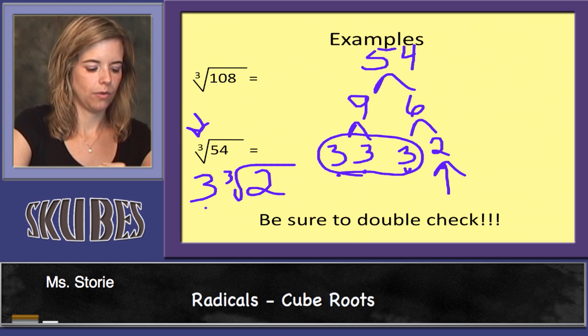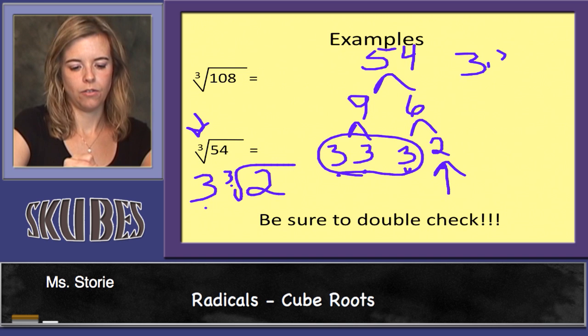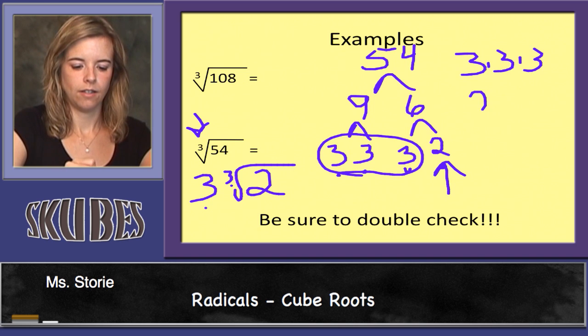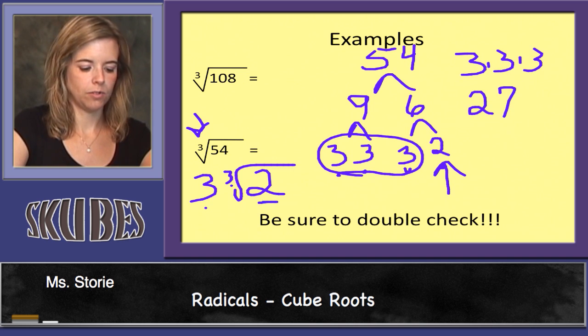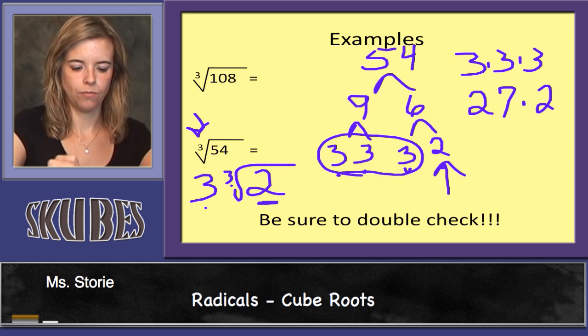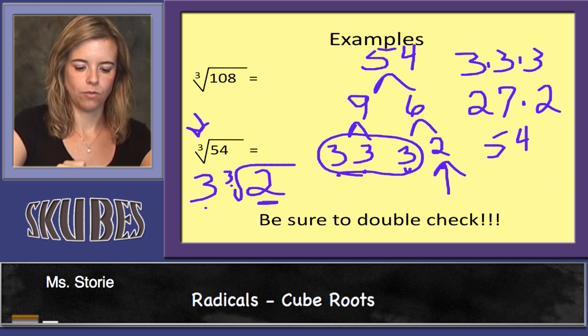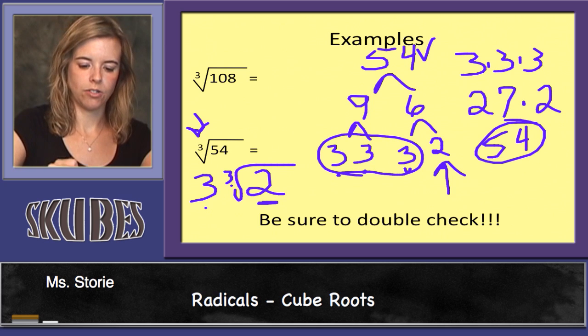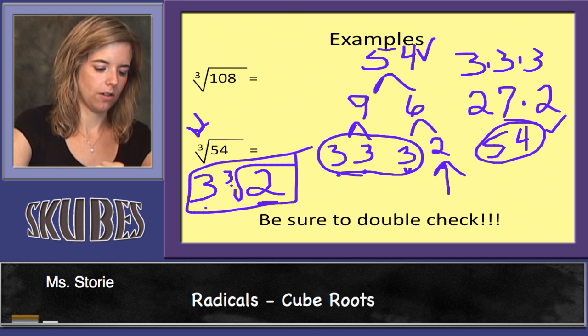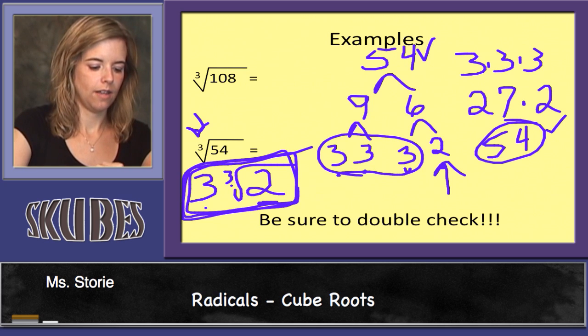Let's double check. 3 to the 3rd power, 3 times 3 times 3, it's 27, and then we're going to multiply it by our radicand, which is 2, and that's going to get us back to 54. It matches, so that means right here is our correct answer.